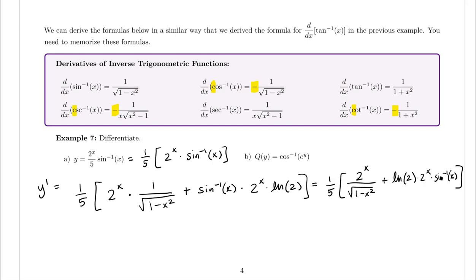All right, so I just went ahead and simplified my answer a little bit. So here is my final answer for part A. Let's move on to part B.